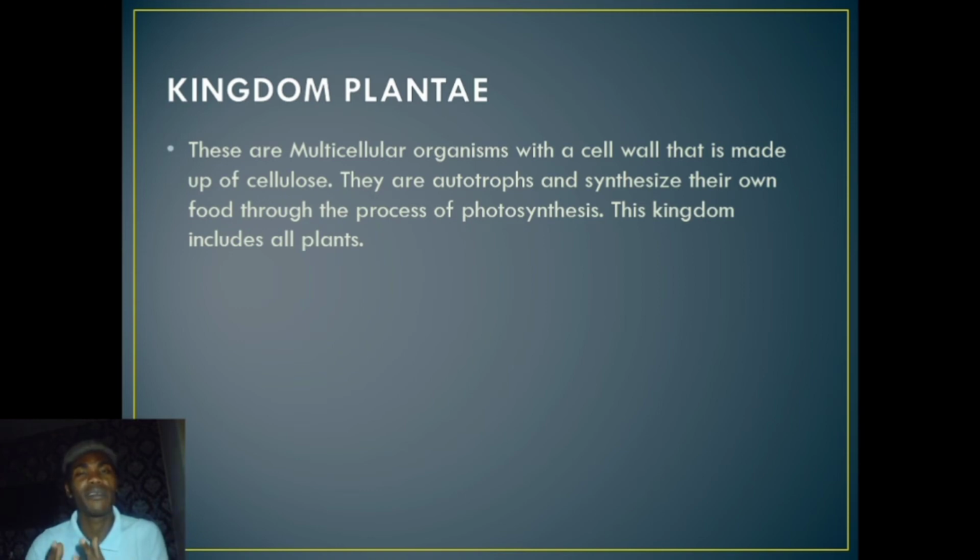But majorly, cell walls are known to plants, while cell membranes are well known to living organisms or other animals that have either a unicellular or a multicellular cell. Now they are autotrophs and synthesize their own food through the process of photosynthesis. Kingdom Plantae includes all plants, just as we have here. So when you are going to put a plant in a particular kingdom, the best kingdom that plant will fit in is kingdom Plantae.